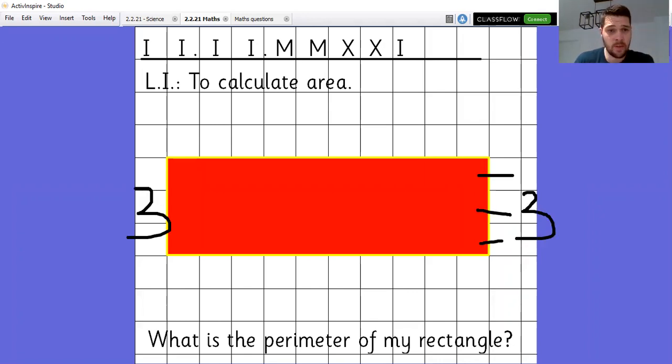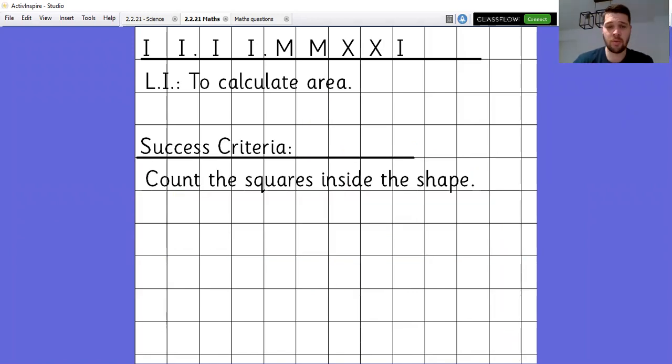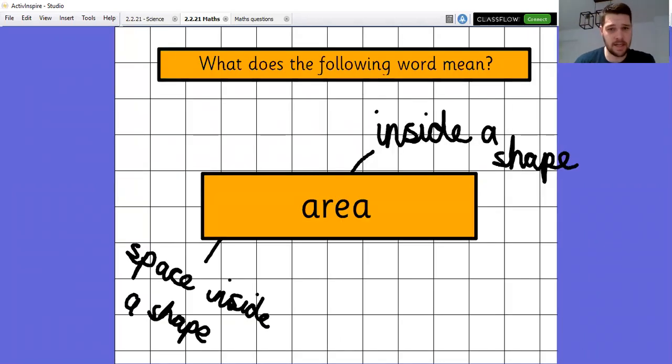Okay, hopefully you managed to see that my left hand length here and my right hand side length were both 3 centimeters. And then my top width and my bottom width were 10 centimeters each. So we add those up to give us a combined 26 centimeters for the perimeter of that rectangle.